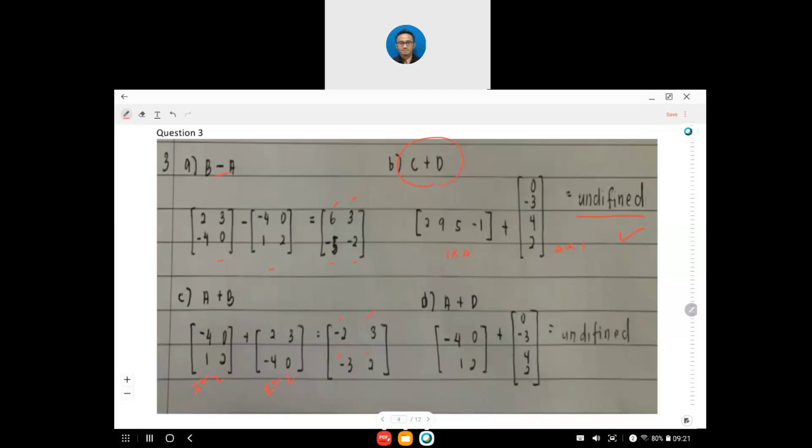That one is for C. And then for D, you want to find the operation between matrix A plus D. We know that matrix A is 2 by 2, and matrix D is 4 times 1. Since the size is not equal, it is undefined. Okay?